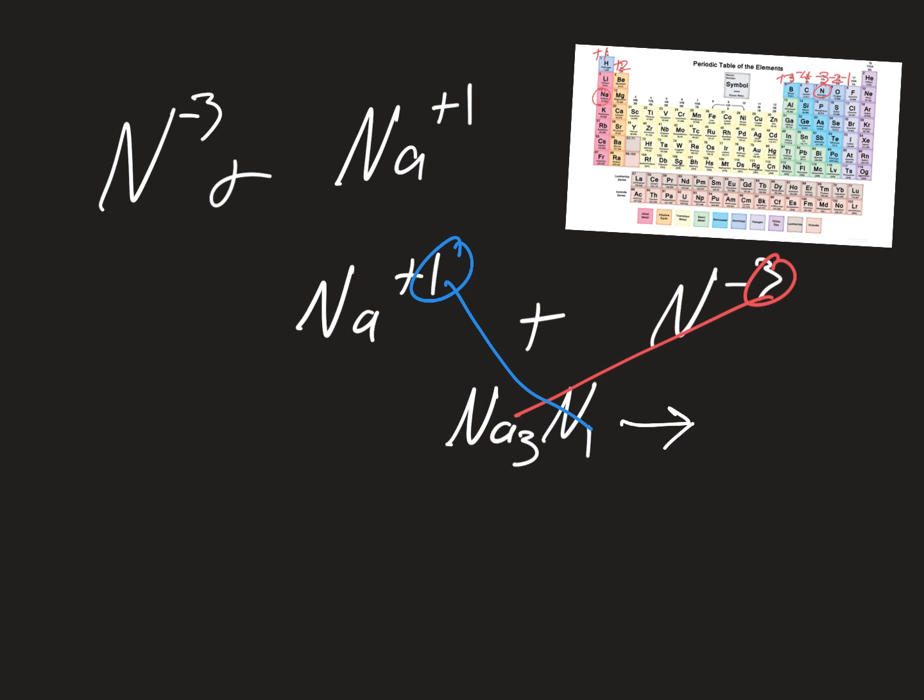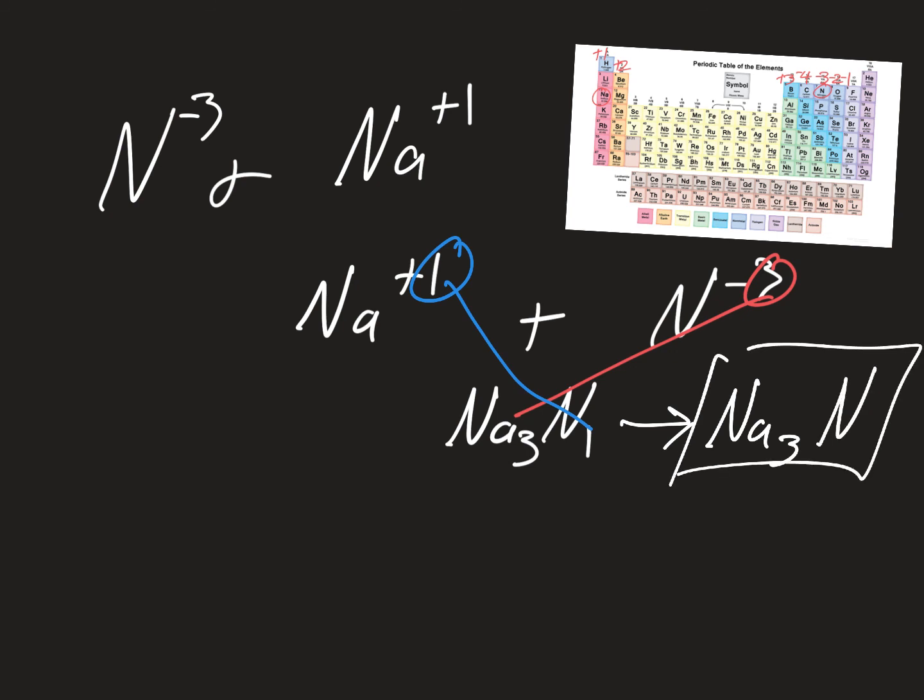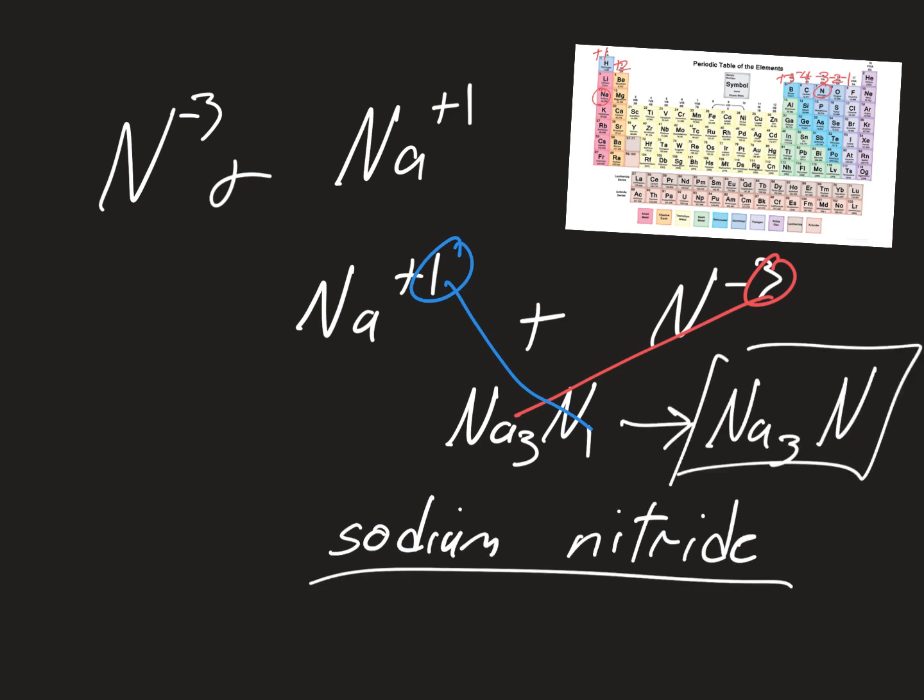However, I do need to do the final step, get rid of anything that's a 1, so it's a blank. So this is now my formula. For sodium, I have 3 sodium to 1 nitrogen. Now naming it, sodium just disappears on the periodic table. Nitrogen, I have to end with IDE, nitride. And that's all it is.